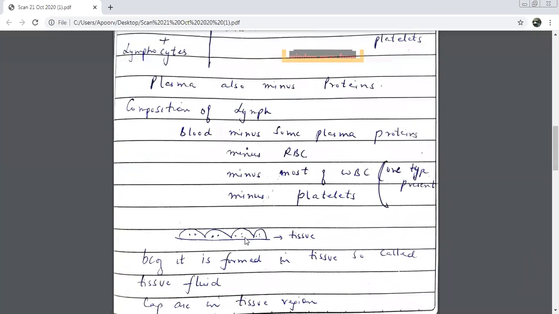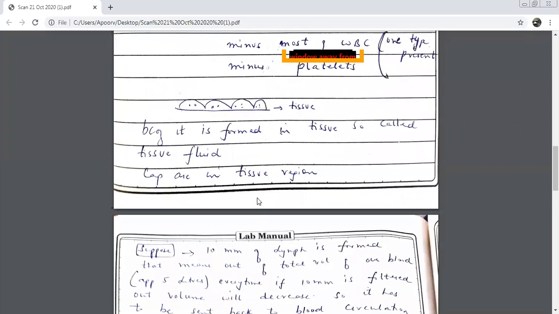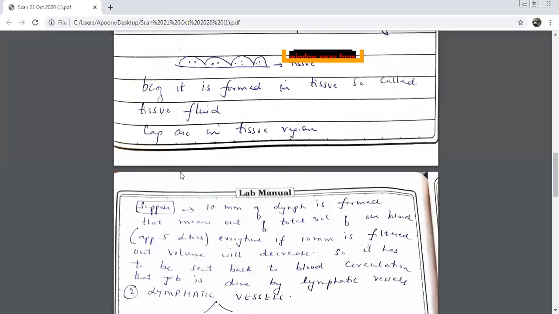See here. These are the tissue cells, and these dots we are trying to show that it has come and fallen on the tissue. Because it is formed here and comes here, it is also known as tissue fluid. Sometimes we call it tissue fluid because capillaries are present in which region? The tissue region. Where are capillaries present in the human body? In the tissue region. And the fluid is coming out from the capillary, the lymph is coming out from the capillary.